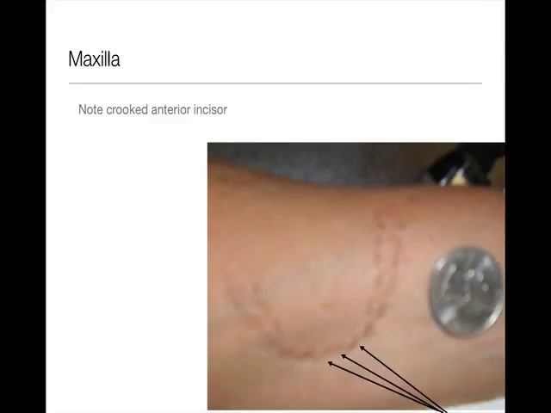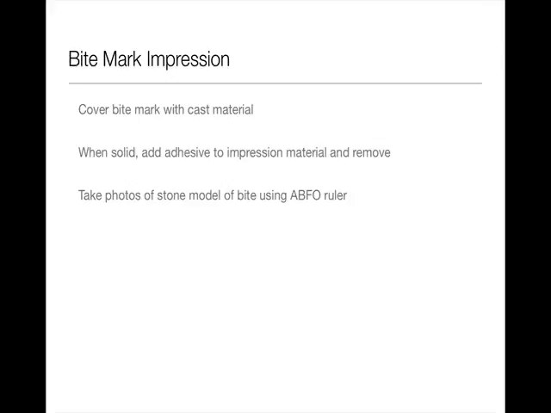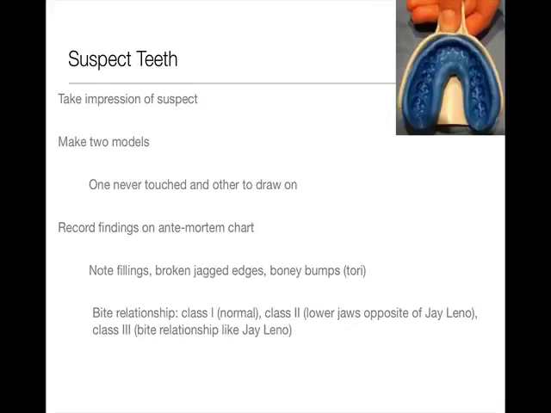If you note on the bottom, you can see the crooked anterior incisors. On the bite mark itself, you cover the bite mark with cast material. When the cast material is solid, you add an adhesive to the impression material, and then you remove it. Then you take photos of the stone model of the bite using the ABFO ruler or a quarter. With the suspect's teeth, you must take an impression of the suspect. Make 2 models, one that's never touched and the other to draw on. Then you record the findings on an antemortem chart.